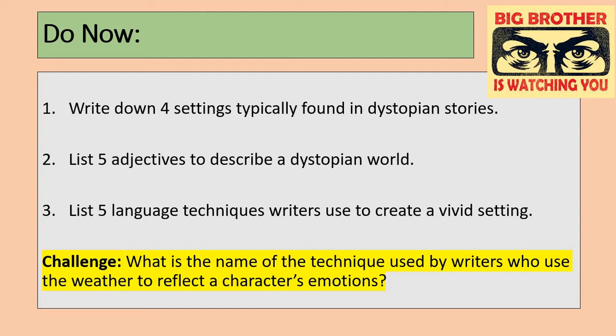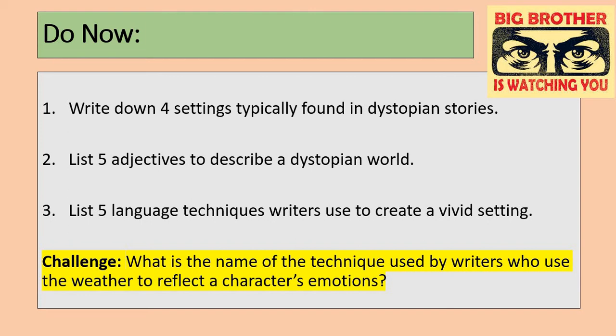The second question is to list 5 adjectives that you could use to describe a dystopian world. And the third is to list 5 language techniques that writers use to create a vivid setting. I'm not going to tell you what language techniques are, you should have an idea. So just list them down. So I would put 1, 2, 3 on your piece of paper, in your exercise book, or on your Word document, depending how you're doing this, and answer those 3 questions.